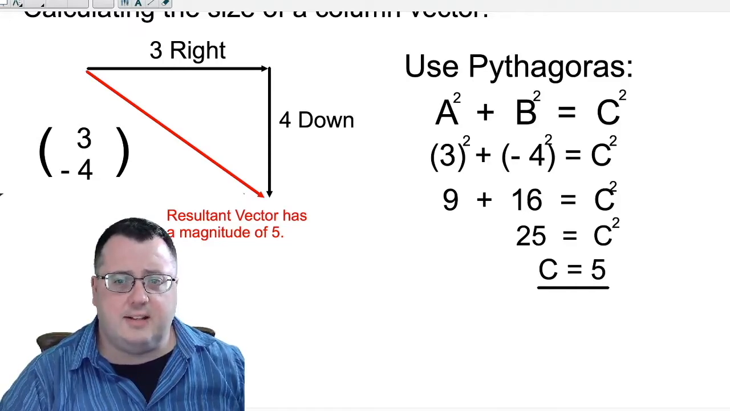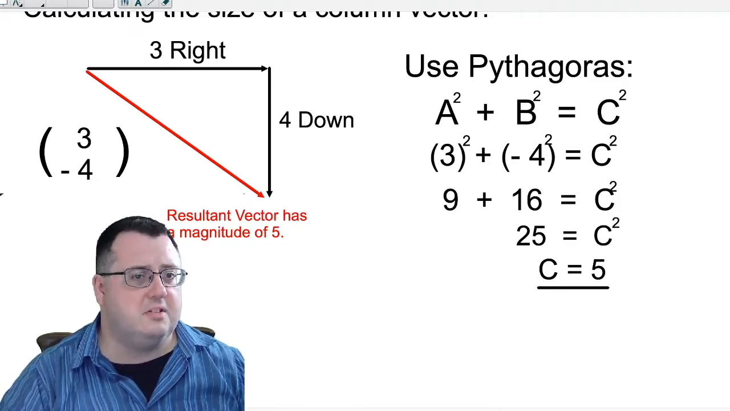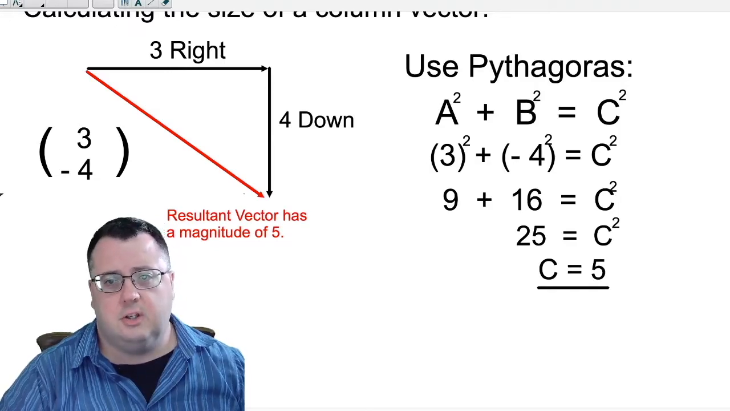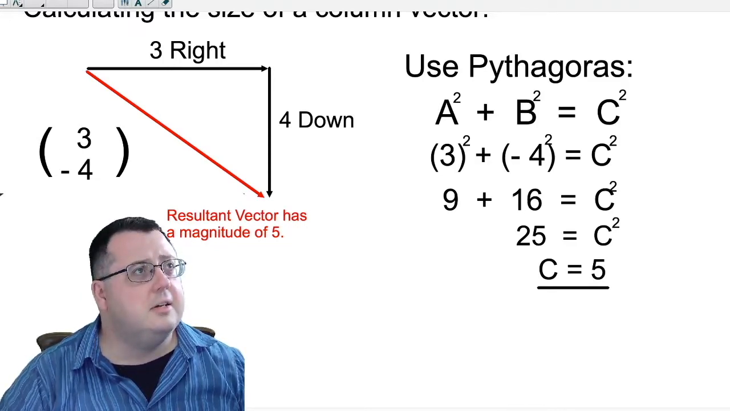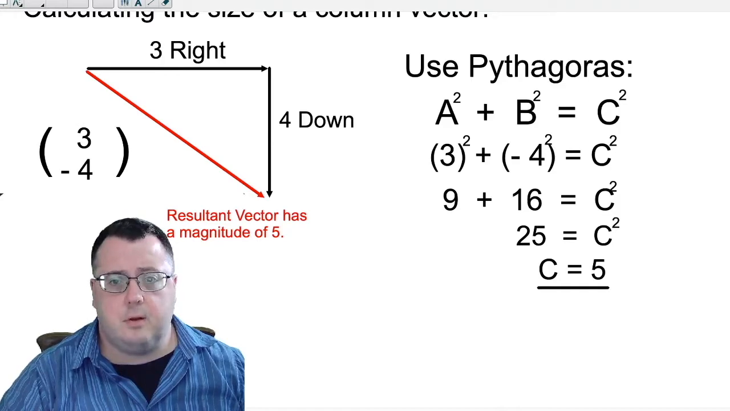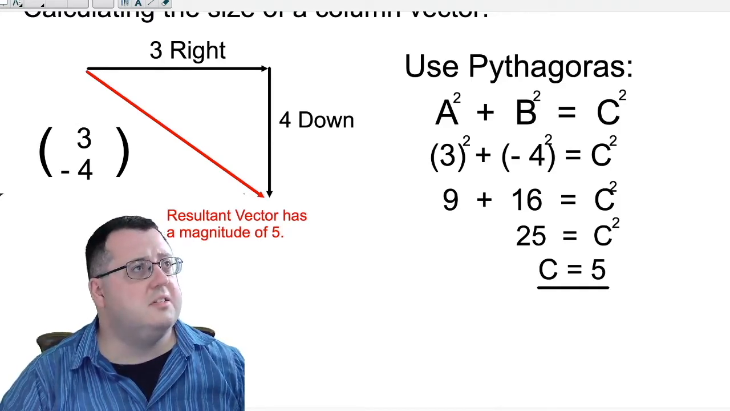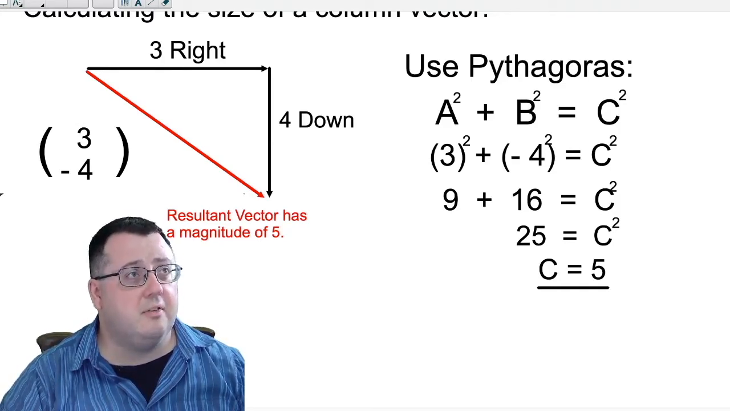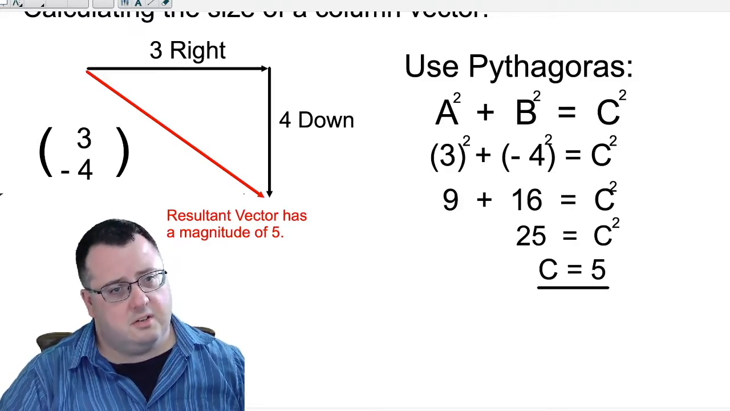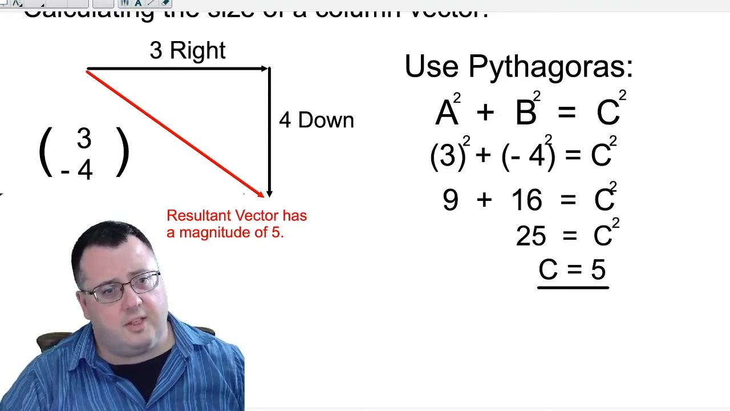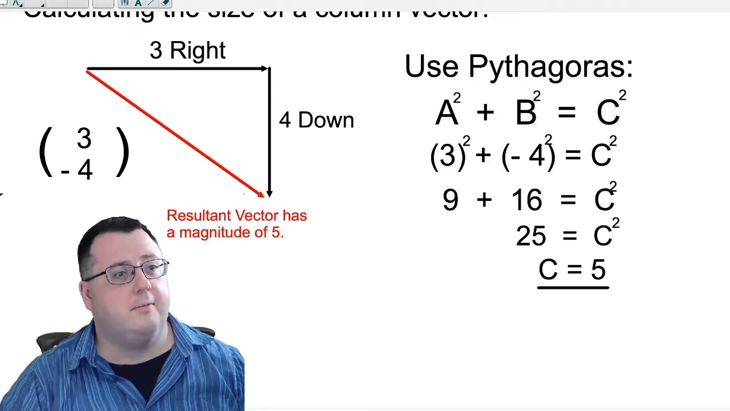And we can find that using Pythagoras because this is a right-angled triangle. So if I use a squared plus b squared equals c squared, I will get 3 squared plus negative 4 squared equals c squared, which is 9 plus 16, which is 25, and then the square root of 25 is 5. So the resultant vector of that column vector would be 5.